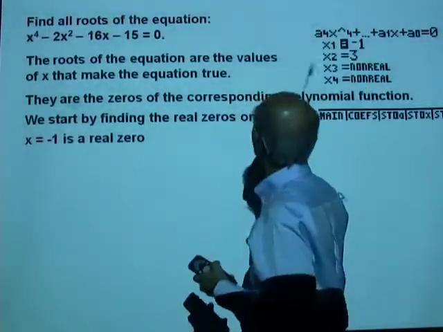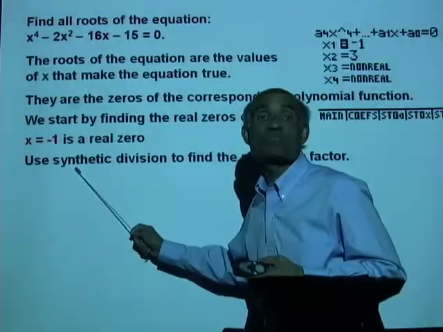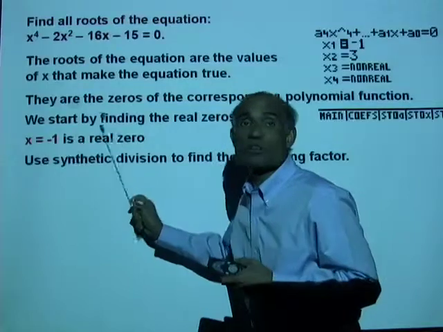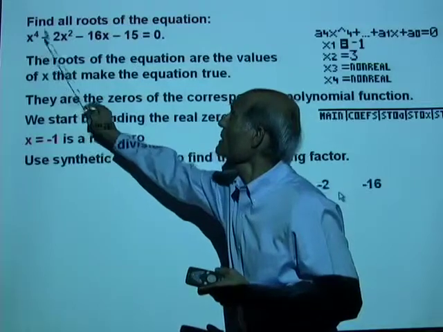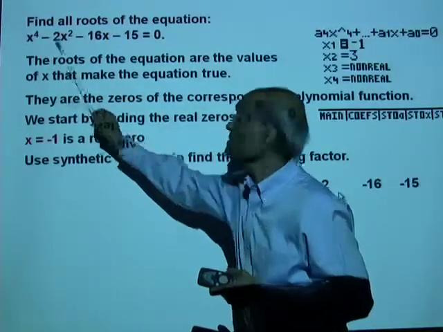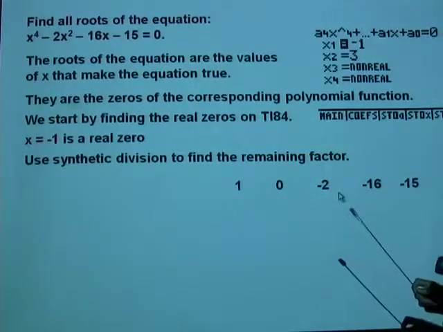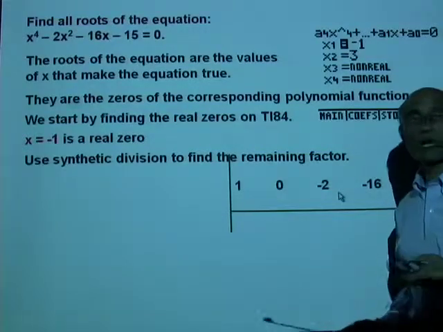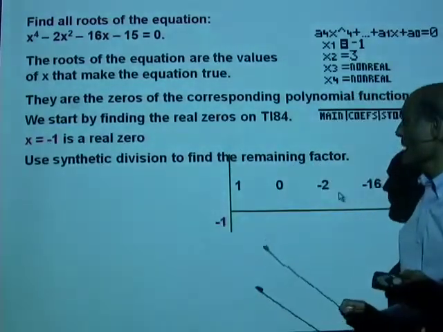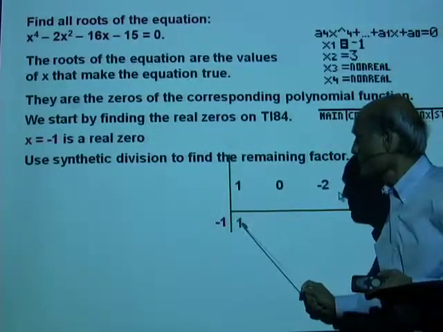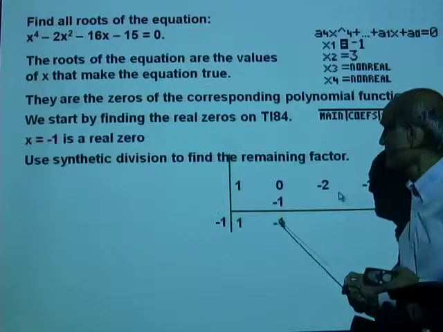So x equal to negative 1 is a real zero, and we will do a synthetic division on this using this zero. Let's put the coefficients. What are the coefficients? It will be 1, 0, is that right? 1, 0, negative 2, negative 16, negative 15. Your horizontal line and vertical line, and x equal to negative 1 is the zero, so that negative 1 goes there. Bring down the 1. Multiply: 1 times negative 1 is negative 1. Add negative 1.